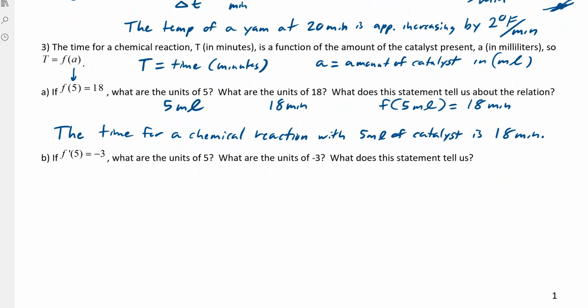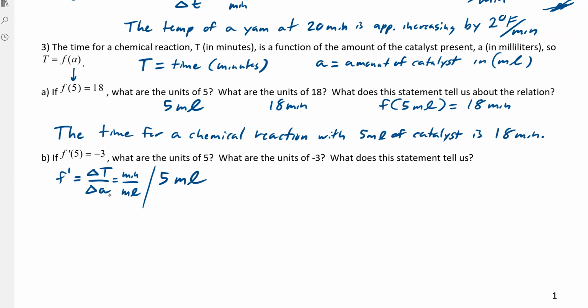All right, so now let's do our derivative. So this would be F prime. And again, the units for 5 are milliliters because it's the input. But we now need to write out what our F prime would be. So again, this would be change in T over change in A. So because T is our Y, it would be change in T over our input X, which would be change in A. And then we write our units for that. So this would be minutes per milliliter. So that's our units for F prime, minutes per milliliter.